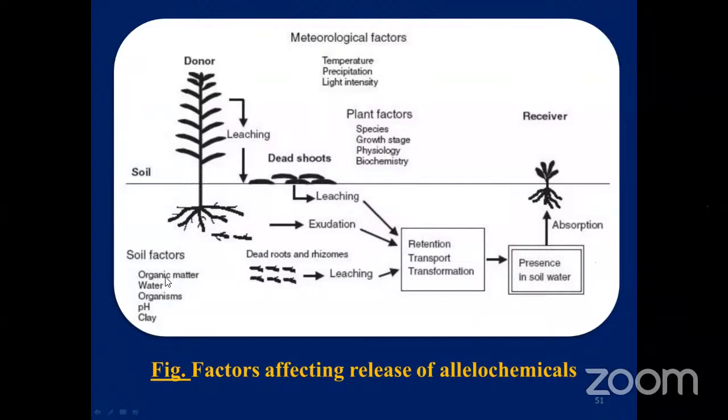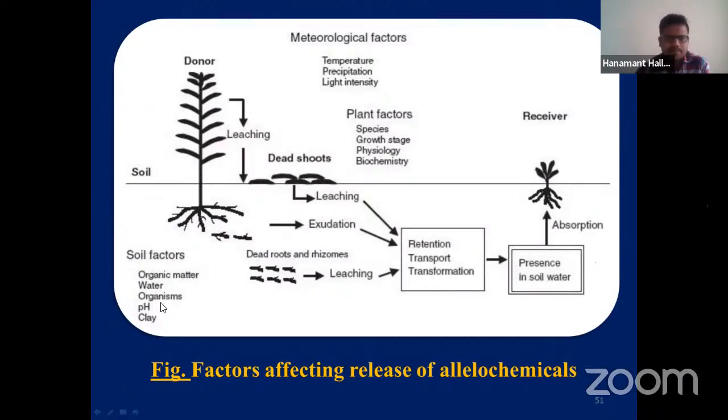Soil factors such as organic matter, water, microorganisms, pH, and clay content also affect the allelopathic activity. Then dead roots and rhizomes, then leaching, retention, transportation, transformation, absorption, and presence of soil water. All these factors in the soil will also affect the allelopathic activity of a particular chemical.